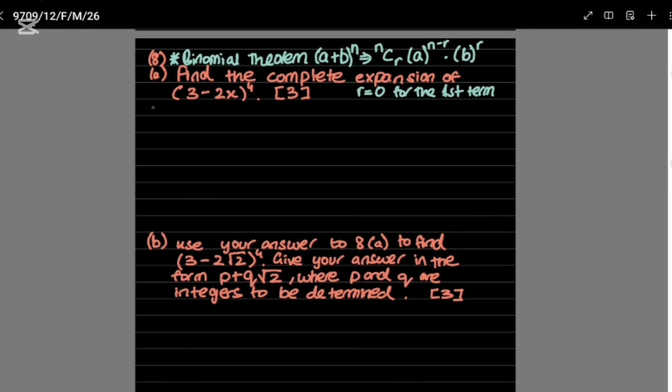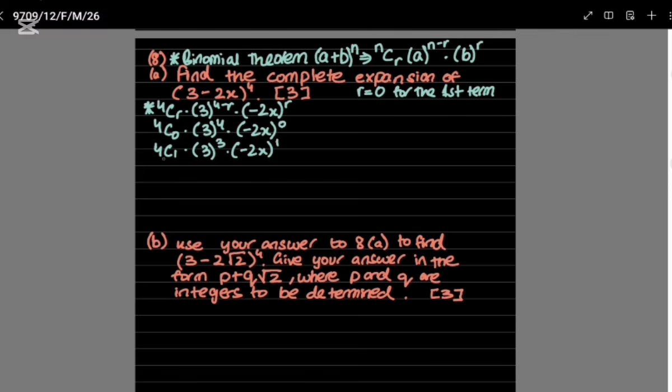Now let's apply the same thing over here. Write the general form first. 4Cr times 3 to the power of 4 minus r times (minus 2x) to the power of r. Now they want the complete expansion. So start with r is equal to 0 to get the first term: 3 to the power of 4 times (minus 2x) to the power of 0. Then you do 4C1 times 3 to the power of 3 times (minus 2x) to the power of 1. This is the second term.